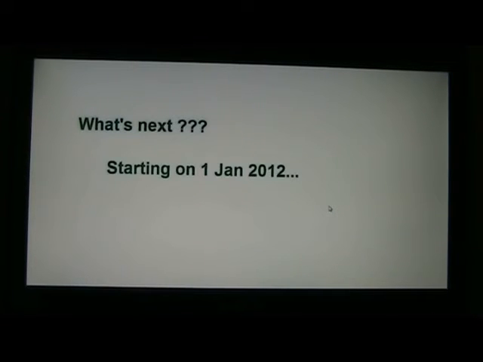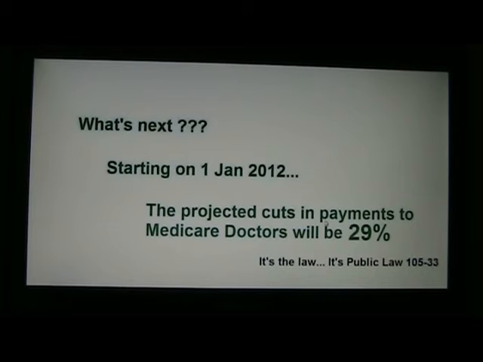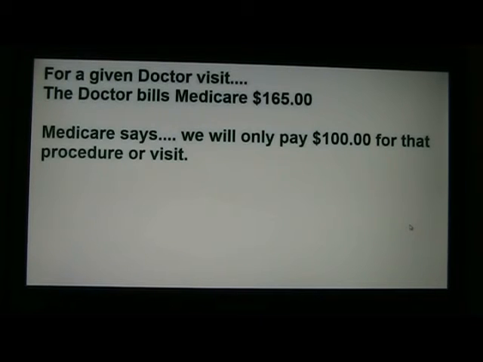So what's next? Starting 1 January 2012, the projected cuts in payments to Medicare doctors will be 29%. It's a law. It's Public Law 105-33. Now let us take a look at some Medicare basics in a hypothetical case. For a given doctor visit, the doctor bills Medicare $165.